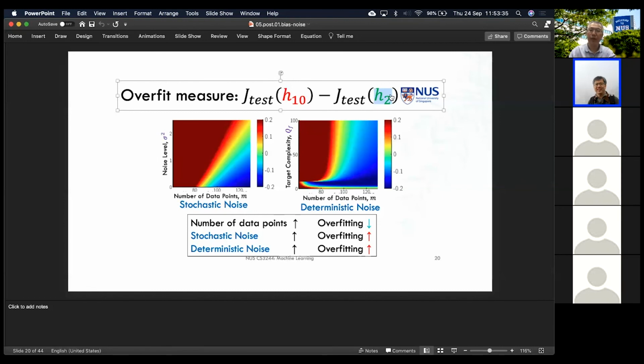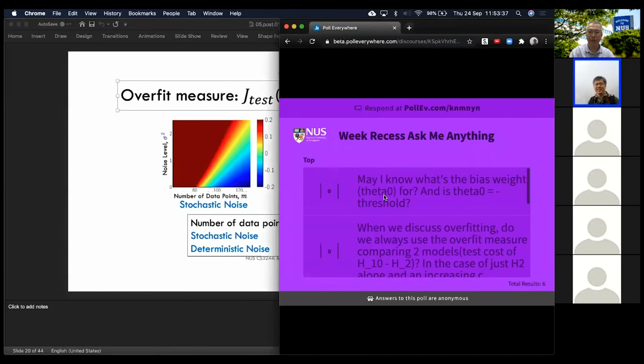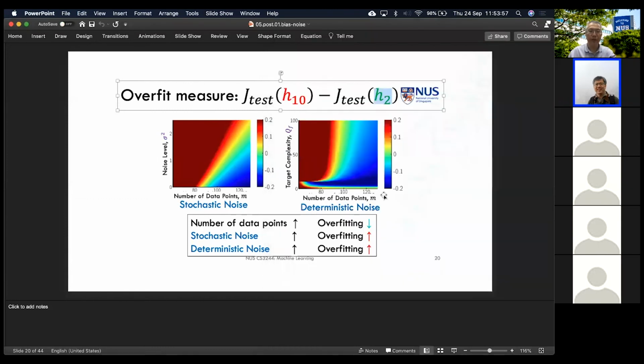Let me get back to your question. May I know what is the bias weight theta 0 for? And is theta 0 the negative of the threshold? Yes, that is exactly right. Our theta 0 is typically referred to as a bias weight. And the reason why is you can think that if I have any polynomial function, let me see whether I can get a new slide here.